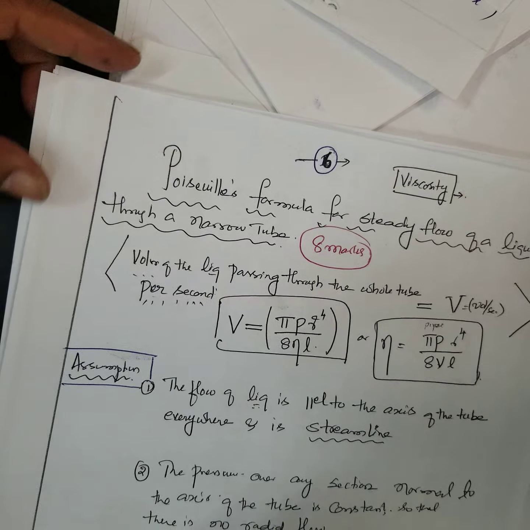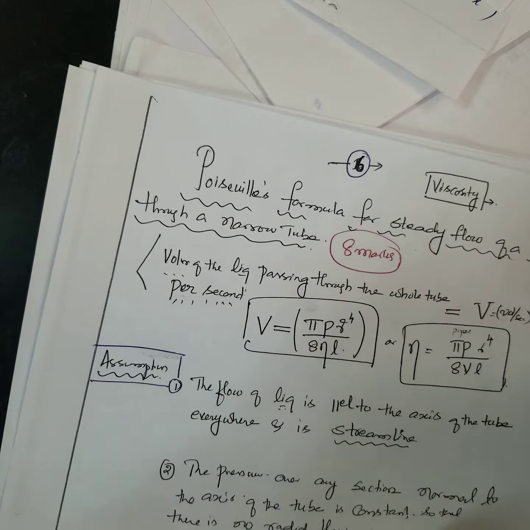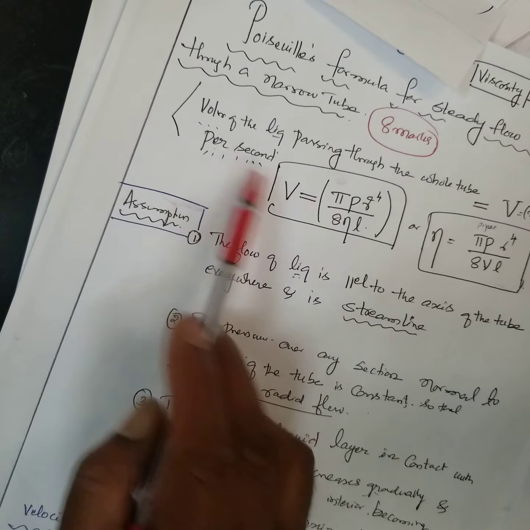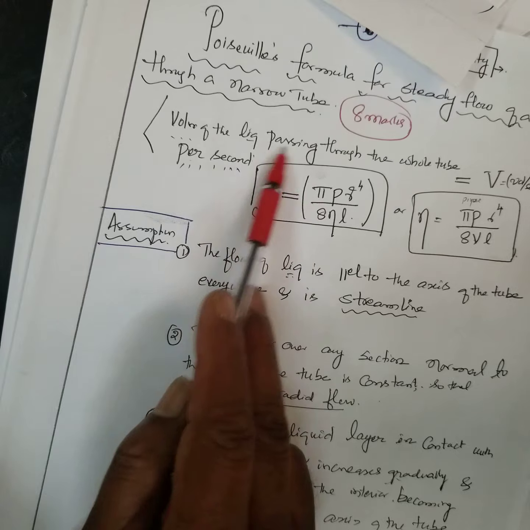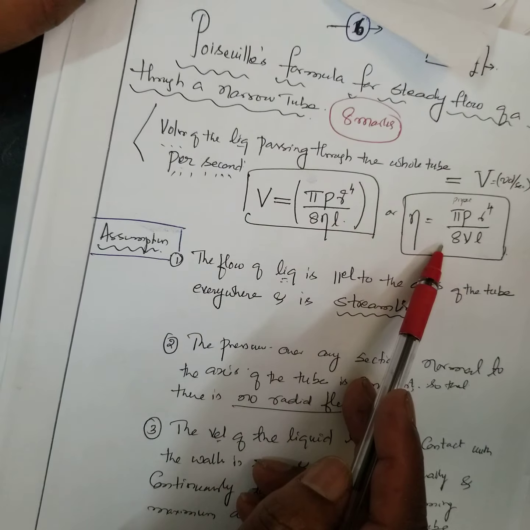Derive Poiseuille's formula. They'll ask you this question for a narrow tube for 8 marks. They'll ask the usual method, to prove the volume of the liquid passing through the tube per second.